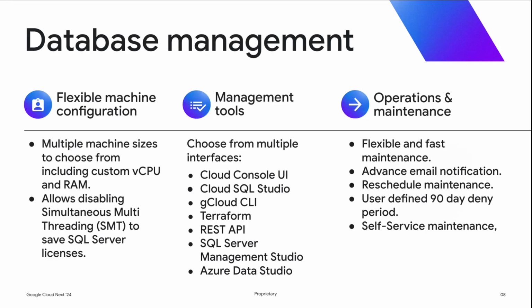In terms of operations and maintenance, we offer a very flexible maintenance pack with advanced email notifications that are sent to you ahead of time before your maintenance kicks off. You can reschedule these maintenance windows, and you can also deny your maintenance for a period of 90 days, which we understand is very important for your seasonal workloads when you have business peak operations and you have peak times. We also offer an option for you to self manage your maintenance. So, self service maintenance allows you to apply those patches at your own schedule.